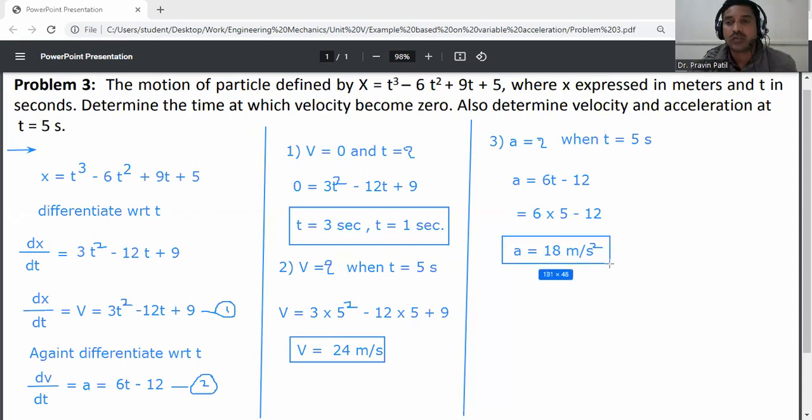Okay. So the question was, determine the time at which velocity becomes zero. Velocity becomes zero at t is equal to 3 seconds and t is equal to 1 second. Second question, determine the velocity and acceleration at t is equal to 5 seconds. Velocity at t is equal to 5 seconds is 24 meter per second, and acceleration at t is equal to 5 seconds is 18 meter per second square. This is your final answer. Okay.